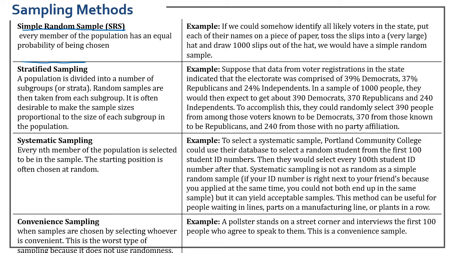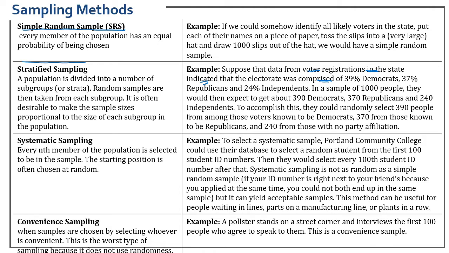Another example, suppose that data from voter registrations in the state indicated that the electorate was comprised of 39% Democrats, 37% Republicans, and 24% independents. In a sample of 1,000 people, then you would want to make sure you're choosing for your subgroups. 39% of those 1,000 people need to be Democrats. So you would expect to get about 390 Democrats. 37% of those people out of 1,000 should be Republicans. So you'd expect to get about 370 Republicans, and 24% should be independents. So you would expect about 240 independents.